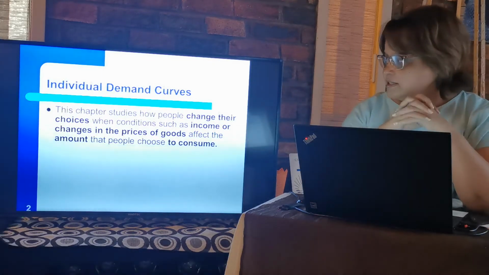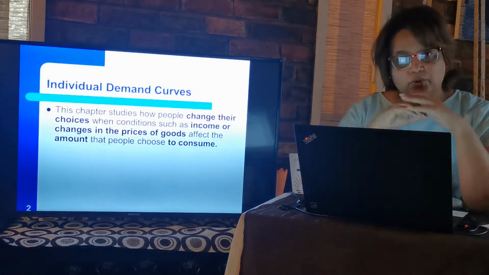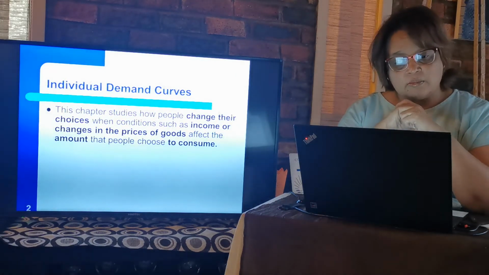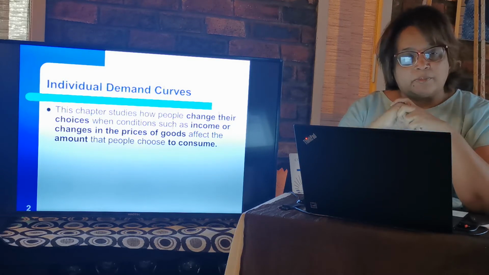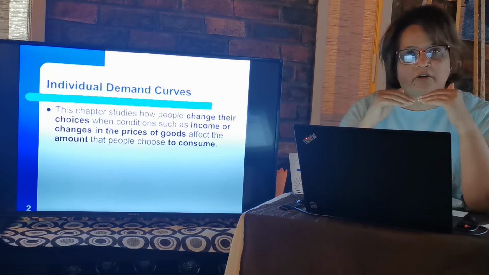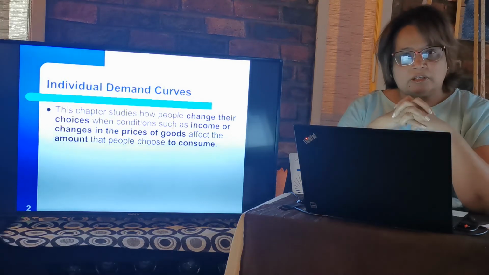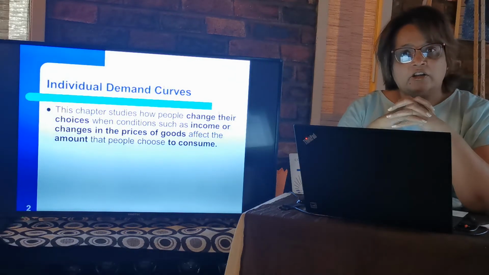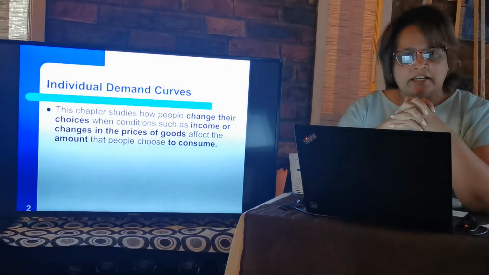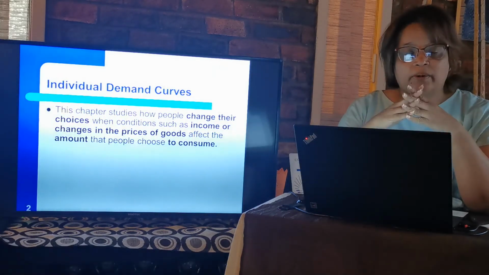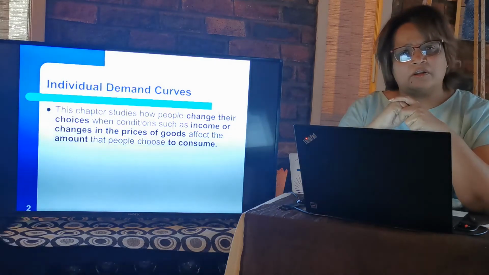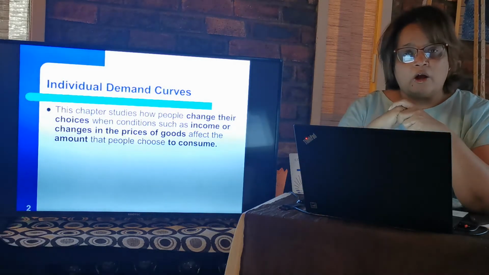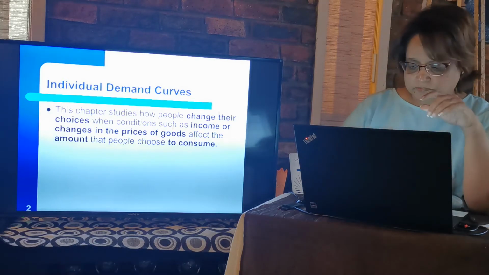This chapter studies how people change their choices when conditions such as income or the prices of goods change. Like I said right at the beginning, there is a budget line that households need to take cognizance of. They can't overspend, otherwise they're going to fall into debt. But they will need to know what they're going to buy. What is a normal good, what is a substitute good, and those inferior goods that we dealt with in the previous videos will all come into play in this chapter.